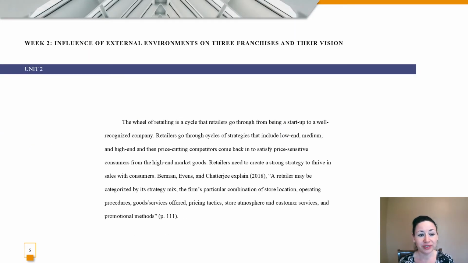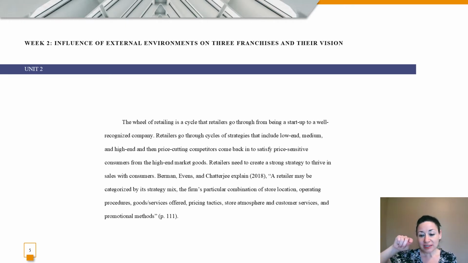Week 2, influence of external environments on 3 franchises and their vision. So the wheel of retailing, which is pretty exciting, is a cycle that retailers go through from beginning to start in a well-recognized company to a well-recognized company. Retailers go through cycles of strategies that include low-end, medium, and high-end, and then price-cutting competitors come back to satisfy price-sensitive consumers from high-end market goods.